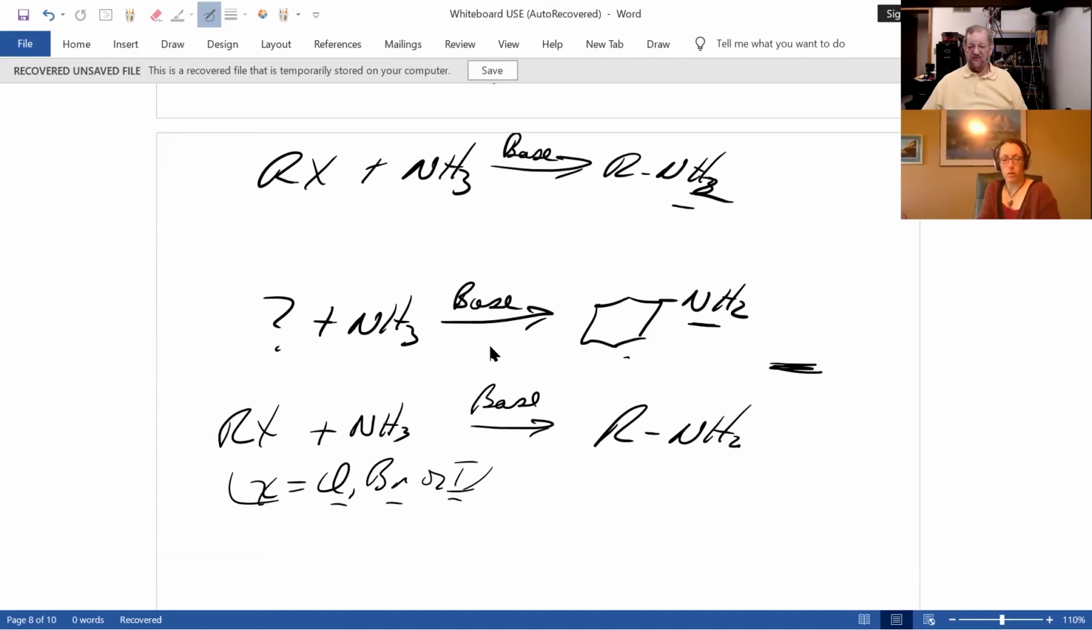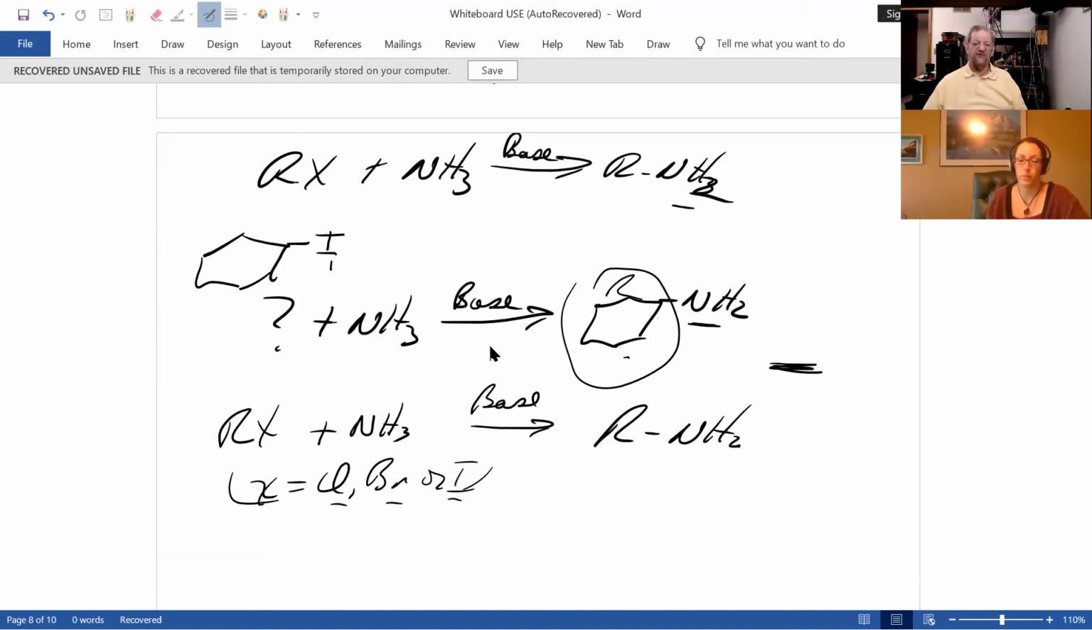So in this case, what's my R group? The ring. And therefore, it doesn't matter which carbon you put the halogen because they're all the same, but I have used iodine. You could have just as easily put chlorine or bromine there. And that's how you do primary amines.